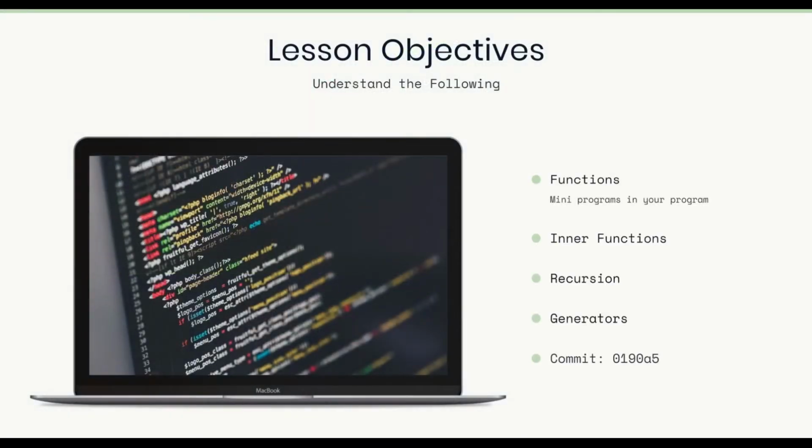The lesson objectives for this video include understanding the following: functions, many programs in your program, or sometimes they get called little black boxes or little boxes of code, inner functions, recursion, generators. And then, of course, that last bullet is the commit, which is related to the version control project. We'll use that to get access to the lesson resources for this video.